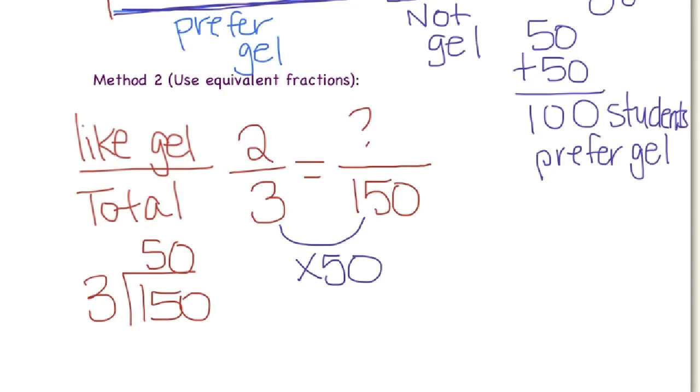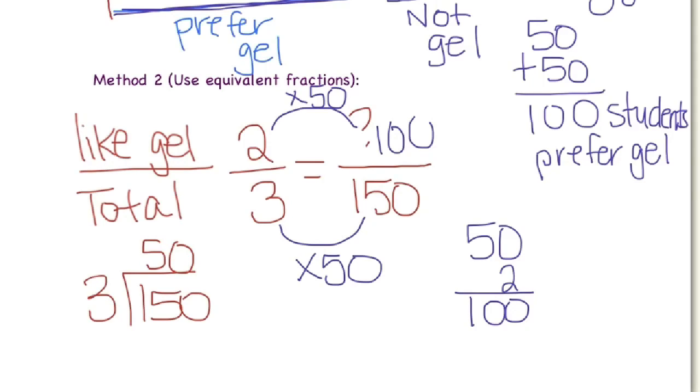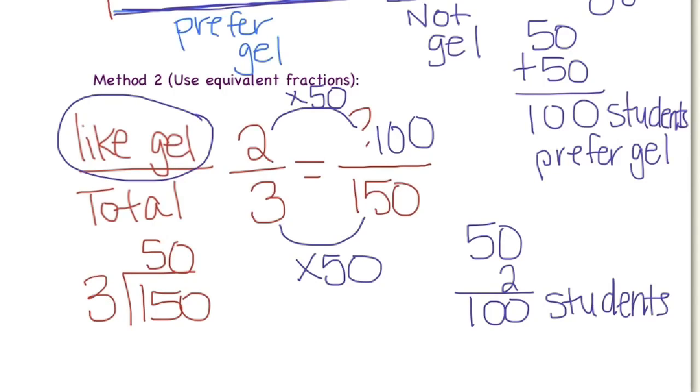Because we're trying to create equivalent or equal fractions, we need to do the same thing to the numerator. So here we're going to have to multiply by 50 as well. That's the only way that we can keep those fractions the same, is if we perform the same mathematical operation to both the numerator and the denominator. So let's go ahead and see 50 times 2. Of course we get 100 again. And when we look at how we set this up, our numerator indicated the number of students that would like the gel. So again, our answer here would be 100 students prefer gel.